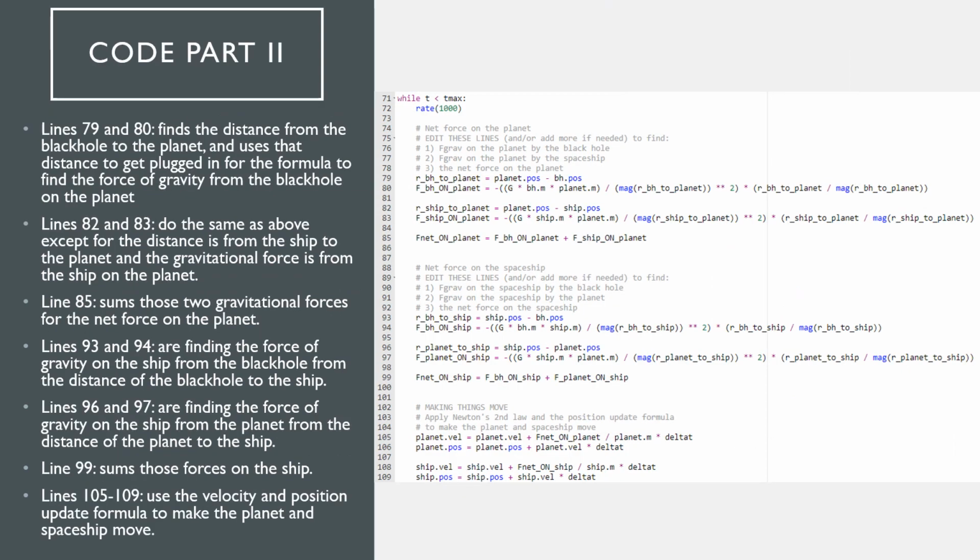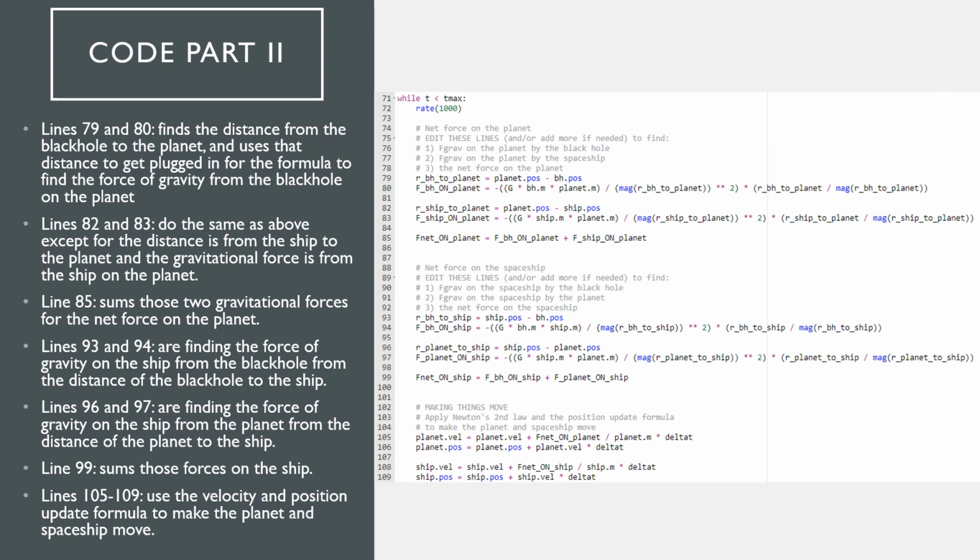Code for part 2. Lines 79 and 80 find the distance from the black hole to the planet and use that distance to get plugged into the formula for the force of gravity from the black hole on the planet. Lines 82 and 83 do the same as above, except the distance is from the ship to the planet, and the gravitational force is from the ship on the planet. Line 85 sums those two gravitational forces for the net force on the planet.